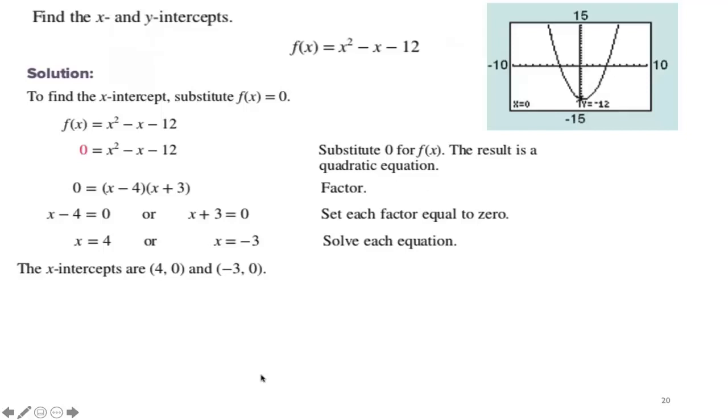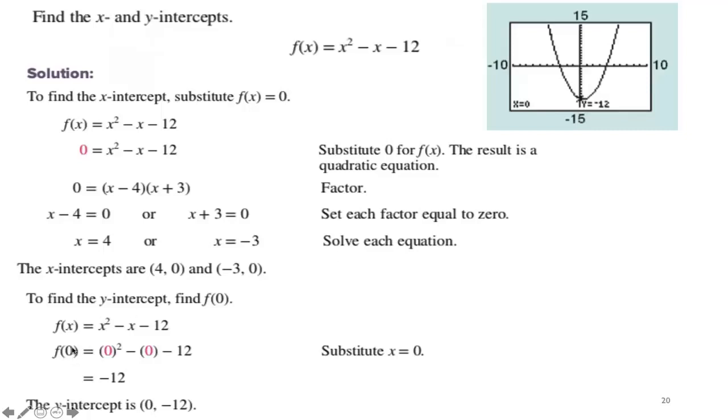The y-intercept is actually easier to find. All you have to do is plug in x equals 0, because when x is 0, you get the y-intercept. So I plug in 0 for x into the function, and I get negative 12. So the y-intercept is (0, negative 12).